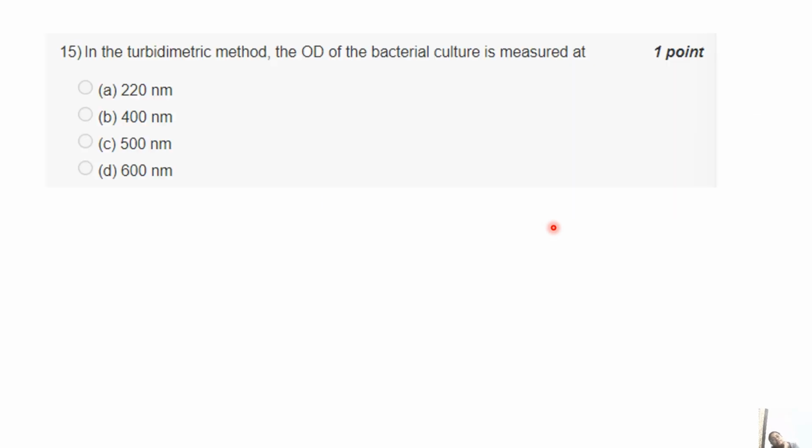The first question for today is, in the turbidimetric method, the OD of the bacterial culture is measured at 220 nanometer, 400 nanometer, 500 nanometer, and 600 nanometer. I'll wait for 2-3 minutes. Can one of you try answering this question, with the reason why you're choosing that answer as well?